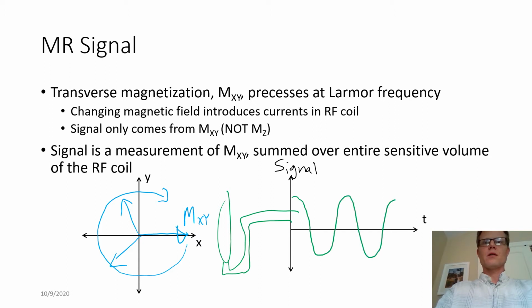Another thing that's important to note here is that I'm showing this for a single net magnetization. But remember, our signal also is summed over the entire sensitive volume of the coil. This piece will become very important when we get into image construction a little bit later, and we will solve that problem at that point.